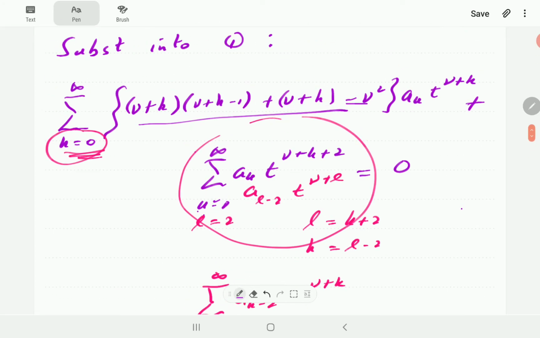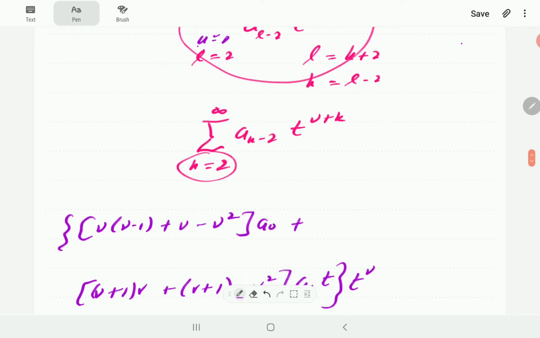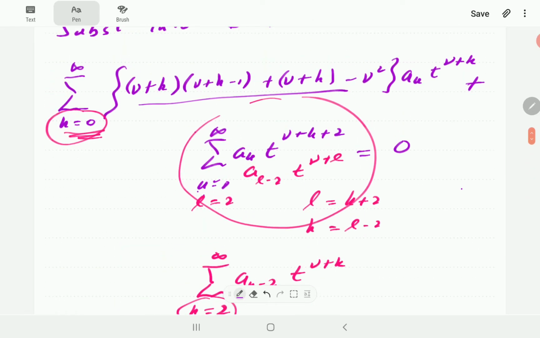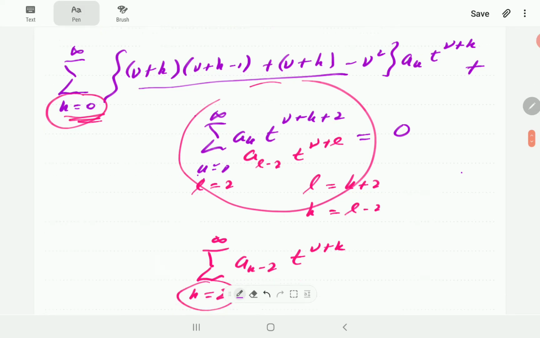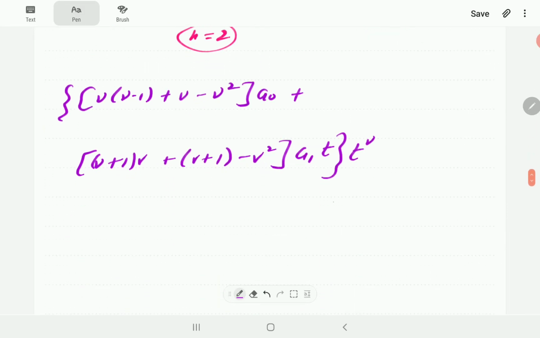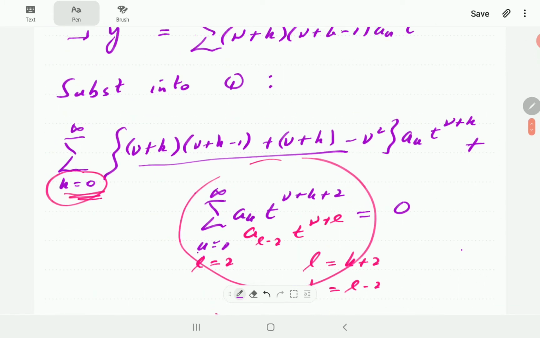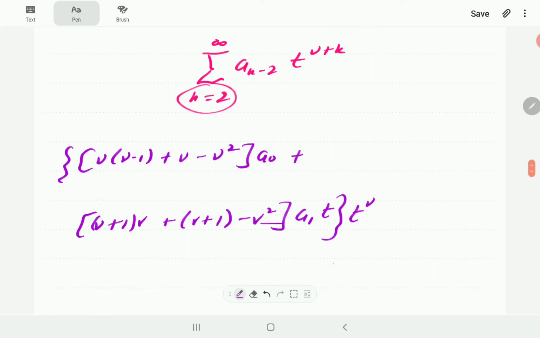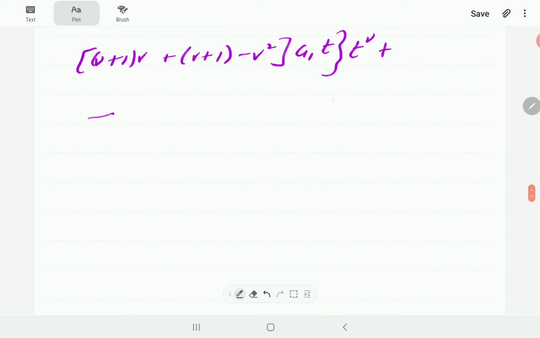This one is just going to be nu, and that's going to be nu squared. So nu and nu squared. Then when k is 1, it's going to be nu plus 1. This is going to be nu, which is this term here. And the middle term is going to be nu plus 1. That one is still going to be minus nu squared. And then after that, what remains are two summations that both have got a lower summation of k equal to 2, and so we can combine the two summations, and they are going to look like this.